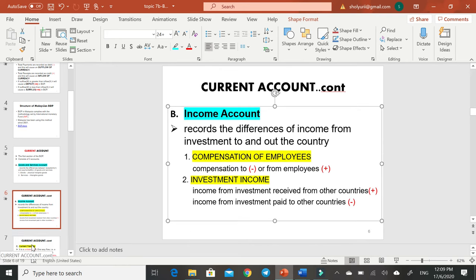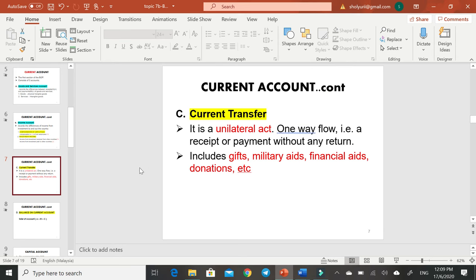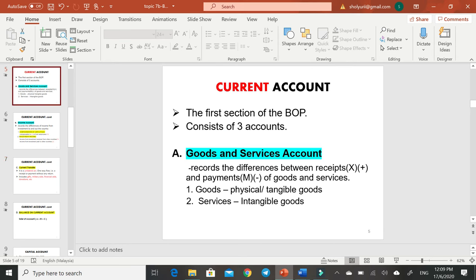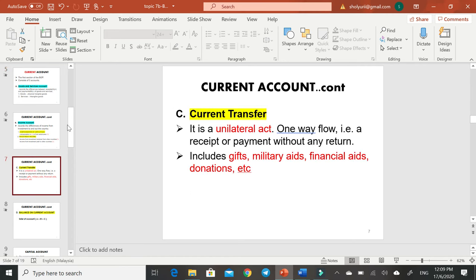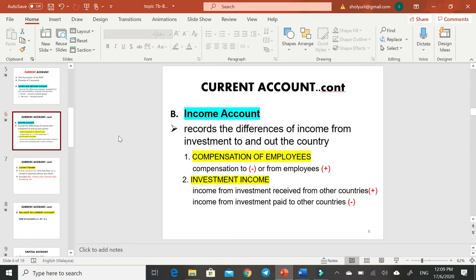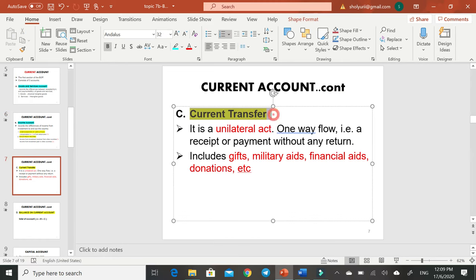Alright. Next is the last part of current account, which is current transfer. That's why it's said to consist of 3 accounts: goods and services, income account, and last is current transfer. So current transfer is a unilateral act, a one-way flow, i.e. the receipt of payment without any return.